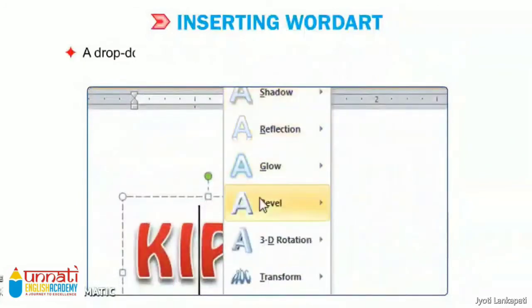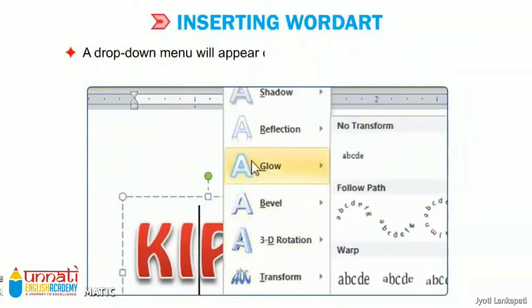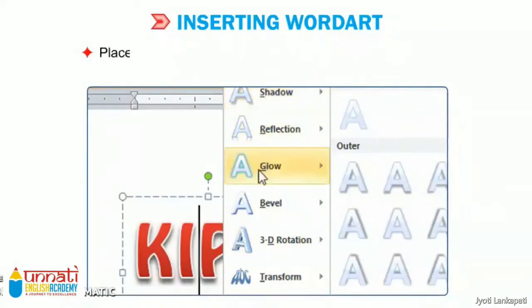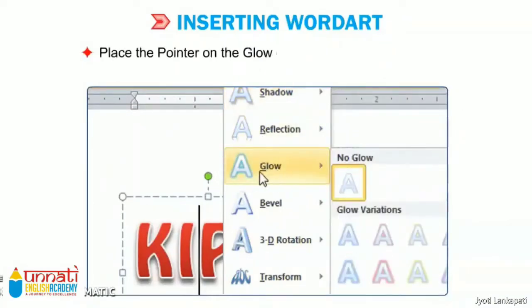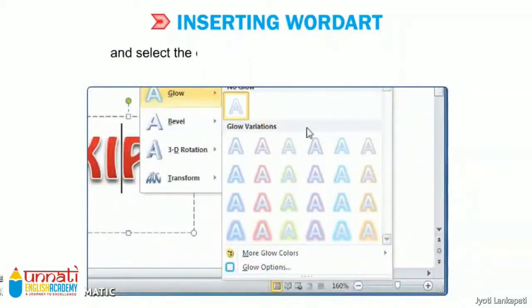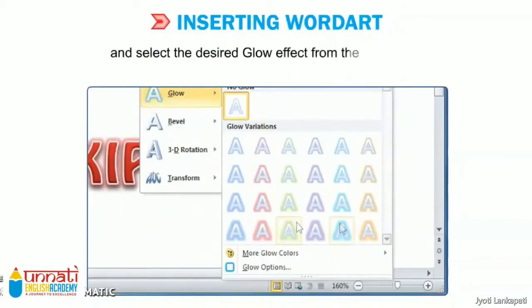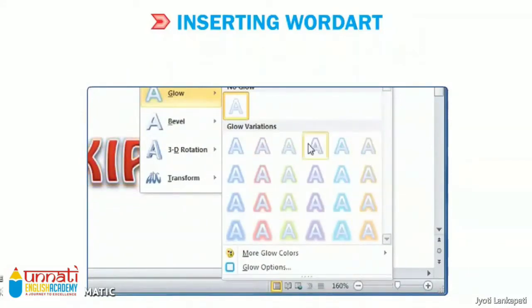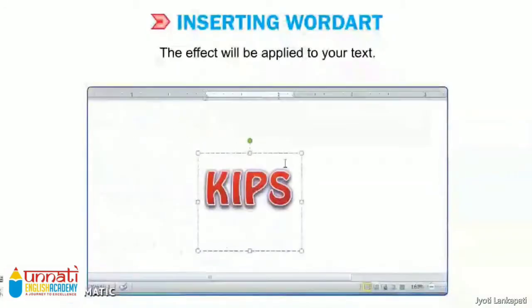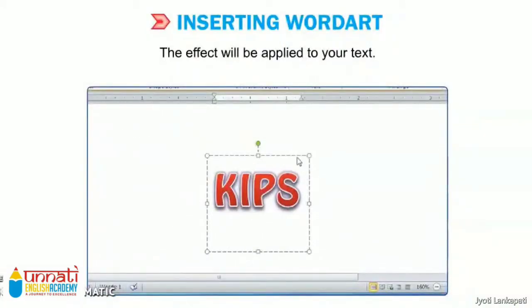A drop-down menu will appear displaying various effect categories. Place the pointer on the glow option in the drop-down menu and select the desired glow effects from the sub-menu. The effect will be applied to your text. So this way you can beautify your text by using the Word Art option.